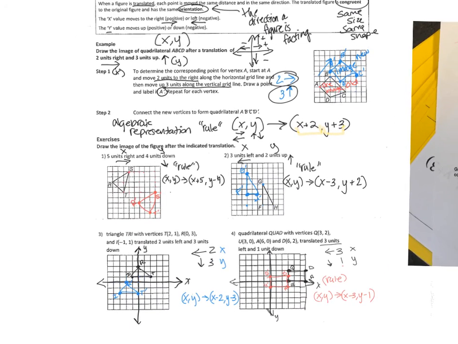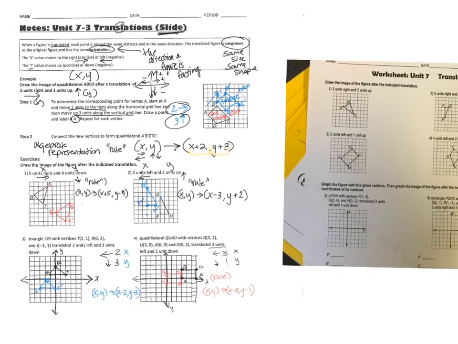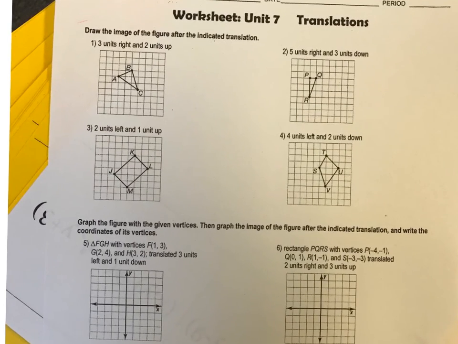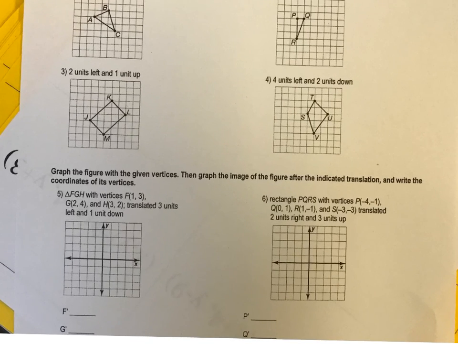And that's it for the notes. The first page of your homework, draw the image of the figure after the indicated translation. So just like we did on our notes, you're just drawing it. You're just moving it like we did. And 5 and 6, same thing like we did on our notes. Just make sure you do your rule. So what's happening to X and Y. And that's it.